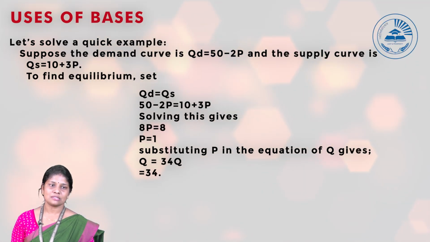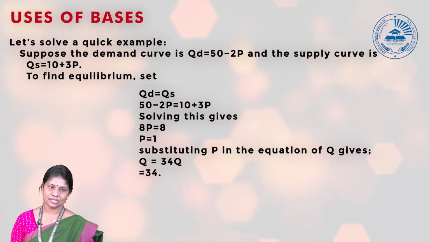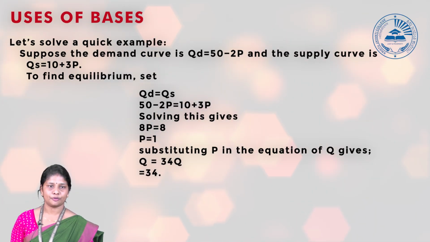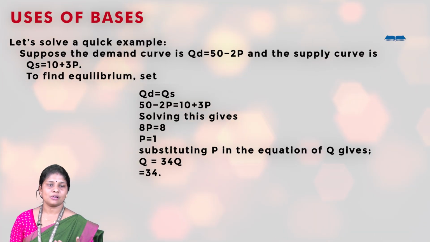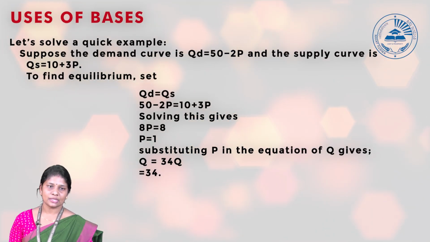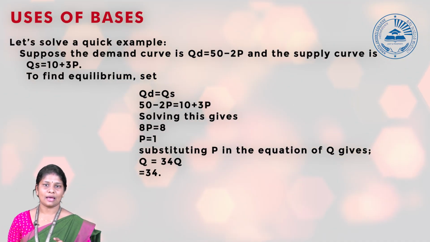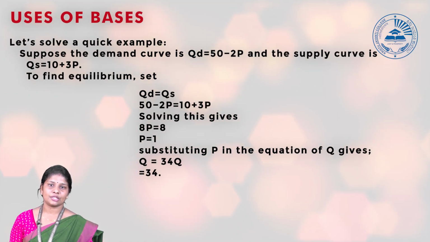Solving this, we get 5P = 40 and P = 8. If you substitute P in the equation of Q, that will give you the equilibrium quantity, that is 34. So, in this particular question, the equilibrium price is 8 and the equilibrium quantity is 34. If you substitute P and Q in QD and QS, you will get the same answer.